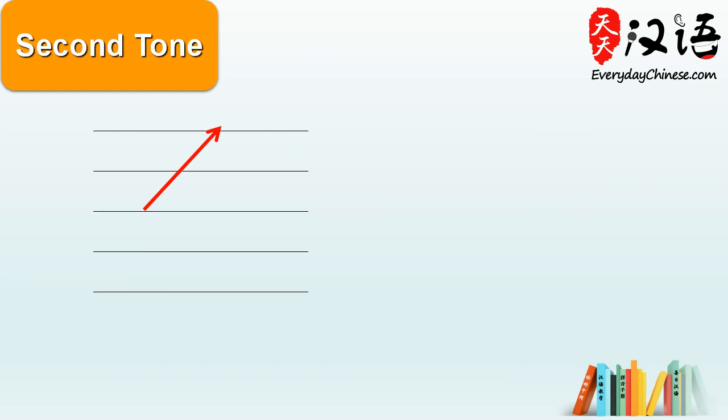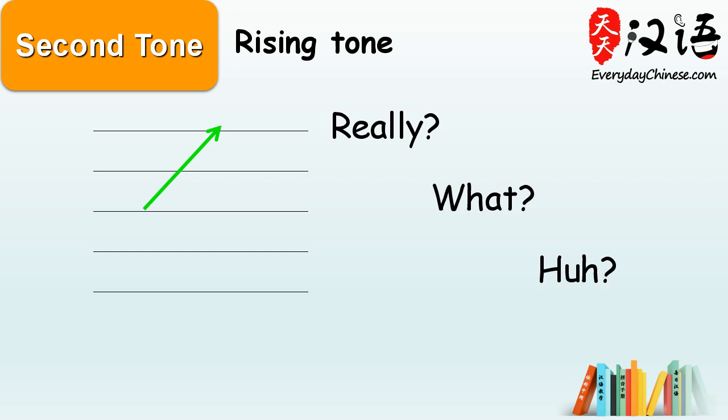The next one is the second tone, which we call the rising tone. The rising tone is similar to the tone which we use when asking questions. For example, when we say, Really? What? Huh? We use the rising tone. Now listen. Á, ó, é, í, ú, ǘ.